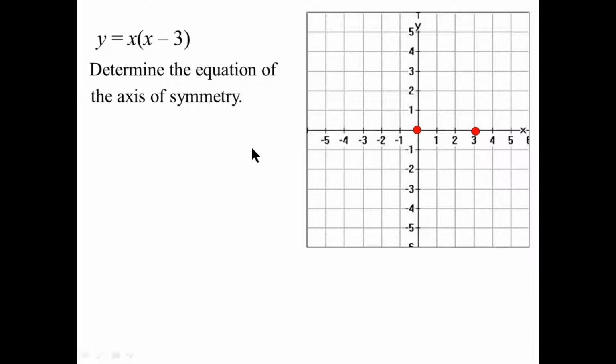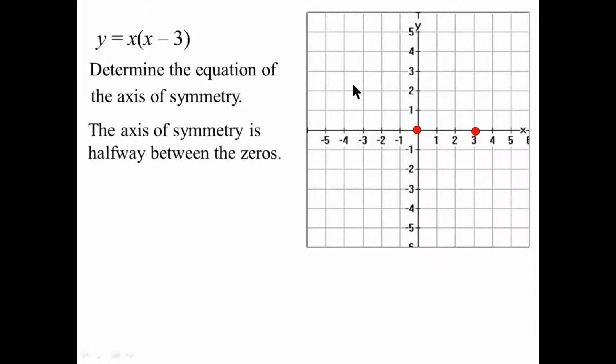Determine the equation of the axis of symmetry. Well, the axis of symmetry always goes up and down right in the middle between the zeros. Now we can see obviously where this is, but sometimes it's not so obvious, and so we need a technique. And the technique is to take the average of the zeros, add them up, divide by 2. Add up the zeros, divide by 2, and we have the equation of the axis of symmetry. x equals that number.